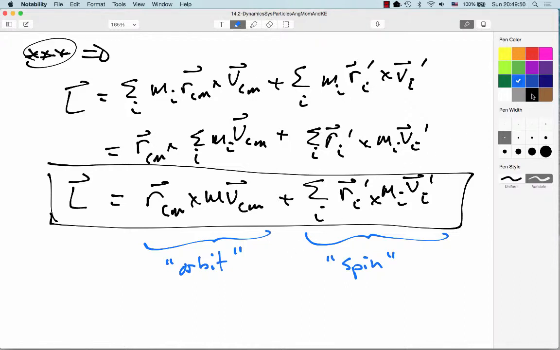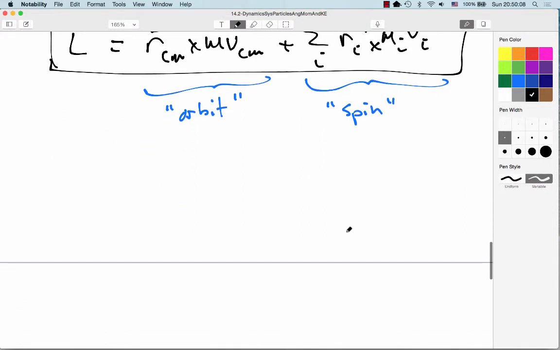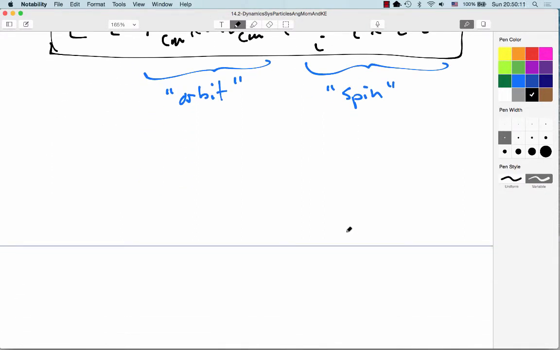Okay. So next chapter we'll be pushing on that thought a little harder to develop the parallel axis theorem, but this is the beginnings of that. Alrighty then, so let's go ahead and develop the kinetic energy.